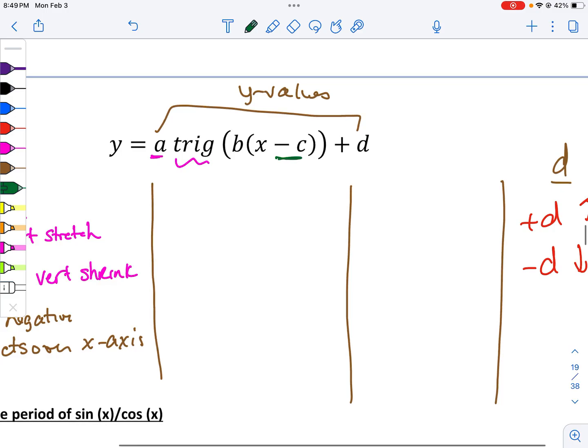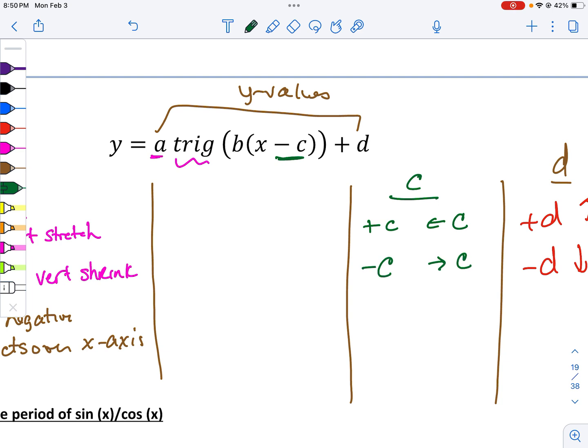So we know that the C value moves it left and right. But remember, if it's plus C, it actually goes left C. You would think the positive would move it to the right, but it actually does the opposite. And then minus C actually moves it to the right C. You would think negative would move it back, but it shifts it to the right C units.